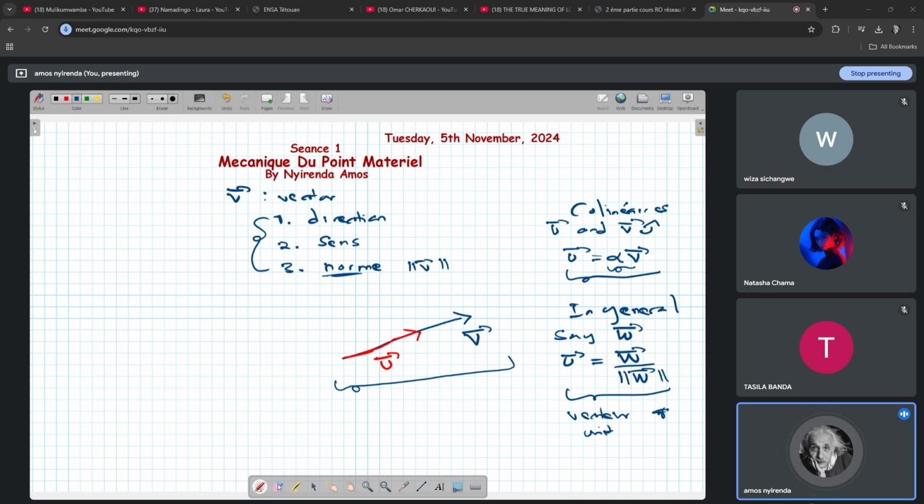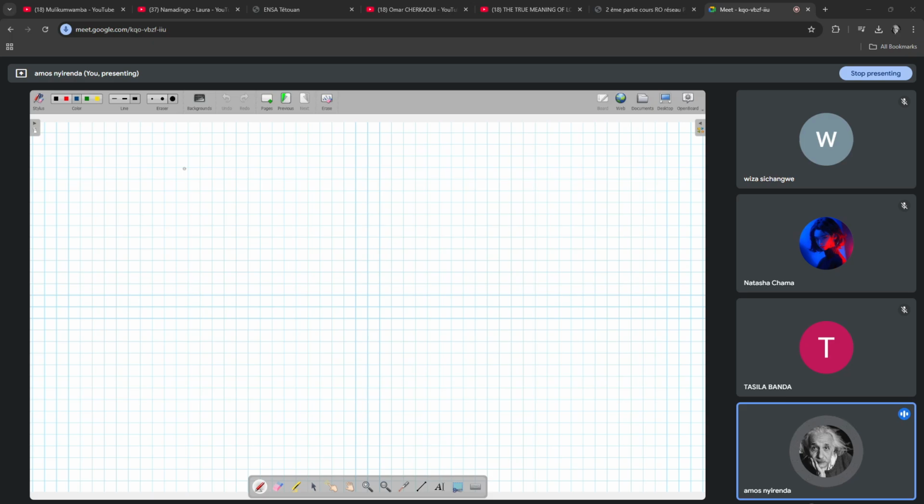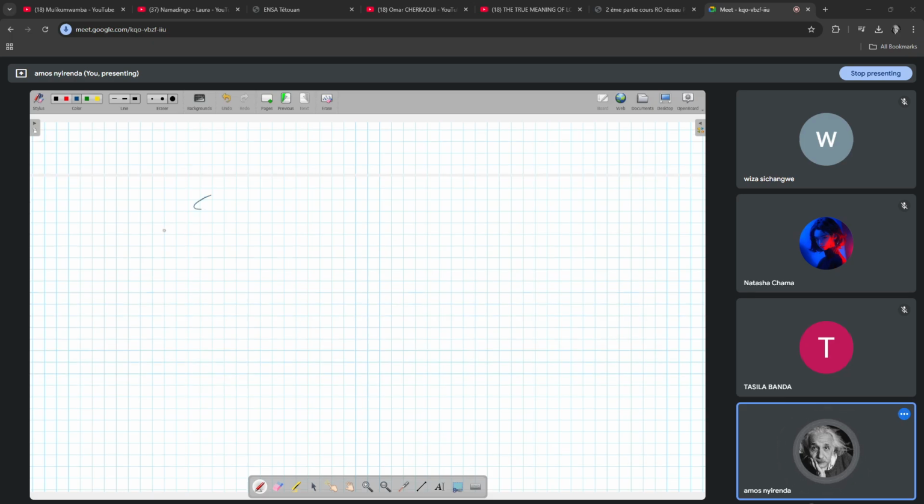So a vector of unit length, like so. Right, now let's look at the operations we can perform on vectors. Let me create a new page, like so. What operations can we perform on vectors? The first operation is what you have already predicted.